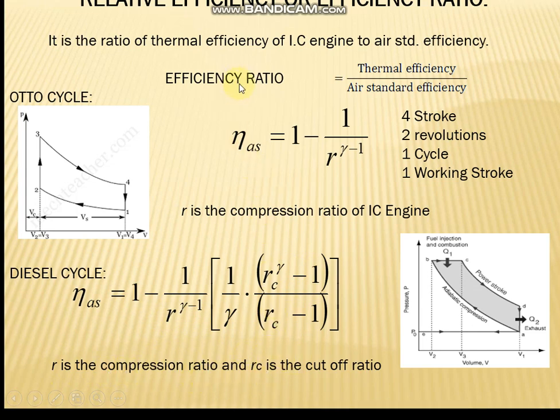So we can find the relative efficiency, that is thermal efficiency upon air standard efficiency. To calculate thermal efficiency, use brake power upon m dot f into Cv. For air standard efficiency, if it is an Otto cycle use this formula, and if it is a diesel cycle use this formula. So we can calculate this.